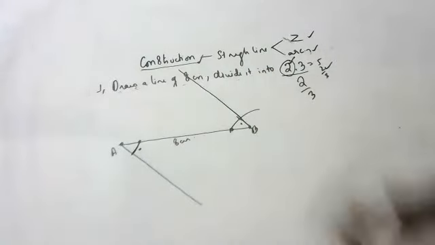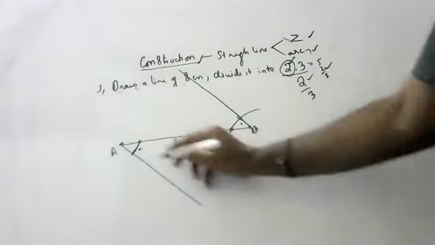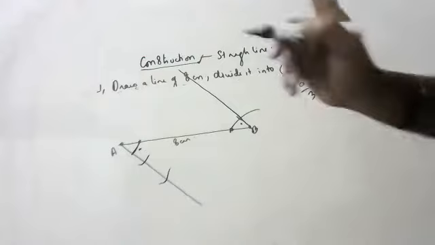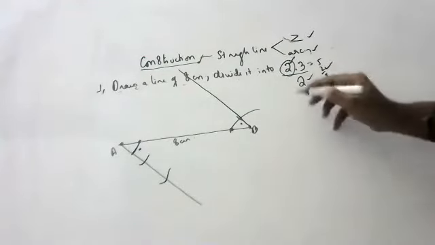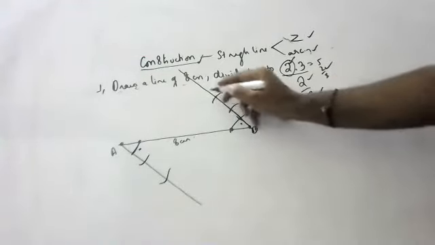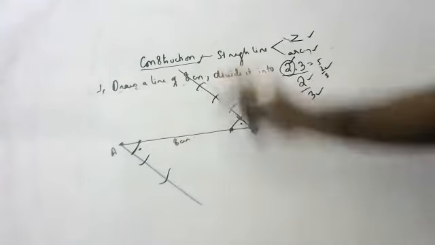This angle should be same. This is acute angle construction. Now here, divide two parts: 1, 2. With the same radius, here you divide three parts: 1, 2, 3. Radius should be same.